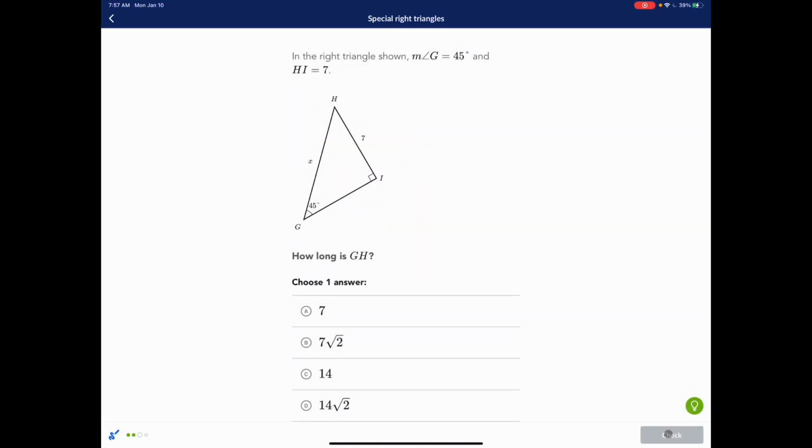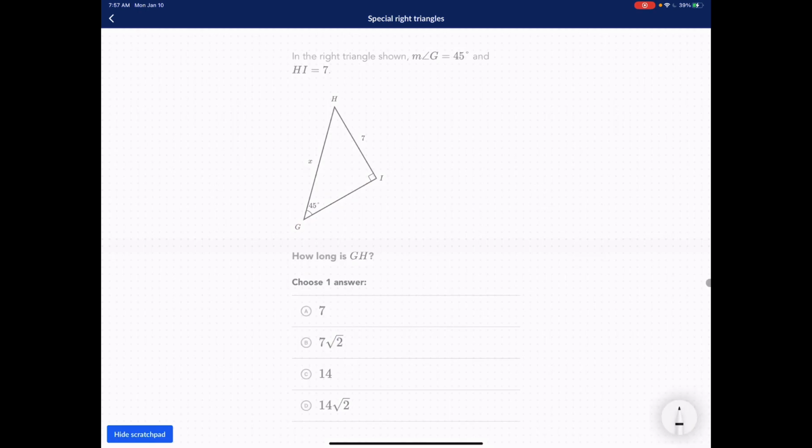All right, let's take a look at this one. This is a 45, 45, 90 degree triangle. I'm going to redraw this, okay? You can draw it the way that it is, or you can draw it reflected. It's up to you. But let's just go ahead and draw it as they drew it. So I'm going to draw it like that. Okay, so that's a 45, 45, 90 degree triangle.